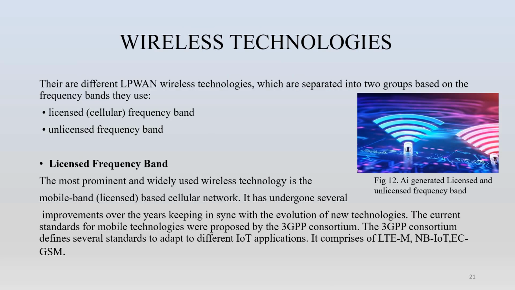Coming to the next slide, it contains wireless technologies. As we have said before, there are different LPWAN wireless technologies which are separated into two groups based on the frequency bands they use: the licensed frequency band and the unlicensed frequency band. And there is one more part, that's Weightless. Coming to the licensed frequency band, it is a range of radio frequencies over which regulatory authorities grant licenses to specific entities, ensuring controlled and organized use of the electromagnetic spectrum.